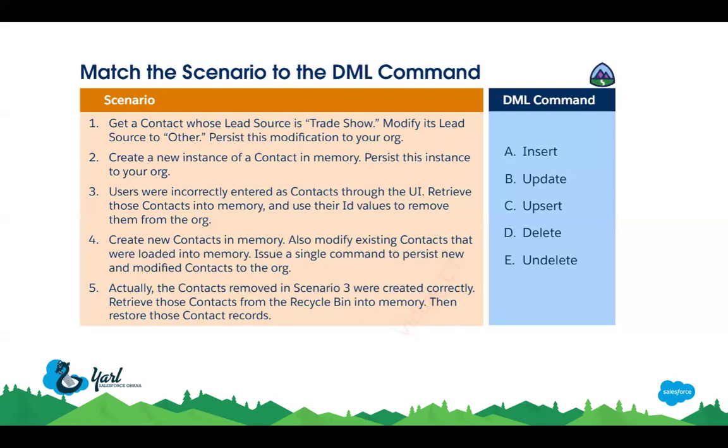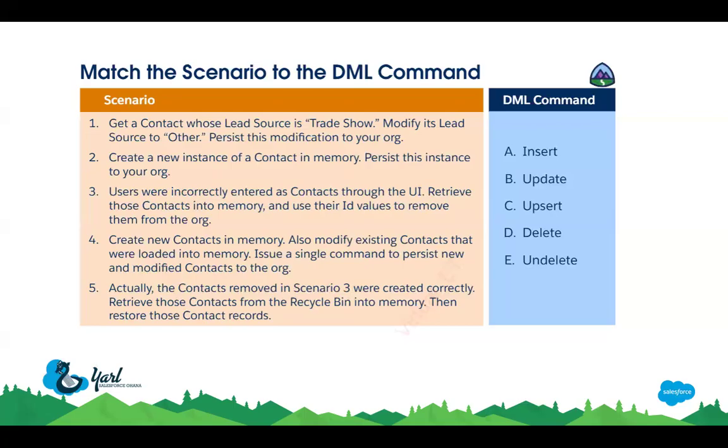Okay, are you ready? So, first scenario: get a contact whose lead source is trade show, modify its lead source to other, and persist this modification to your org. What is the DML operation? Guys, please speak out. Update. Okay, correct. Second, create a new instance of a contact in memory. Persist this instance in your org. Insert, correct.